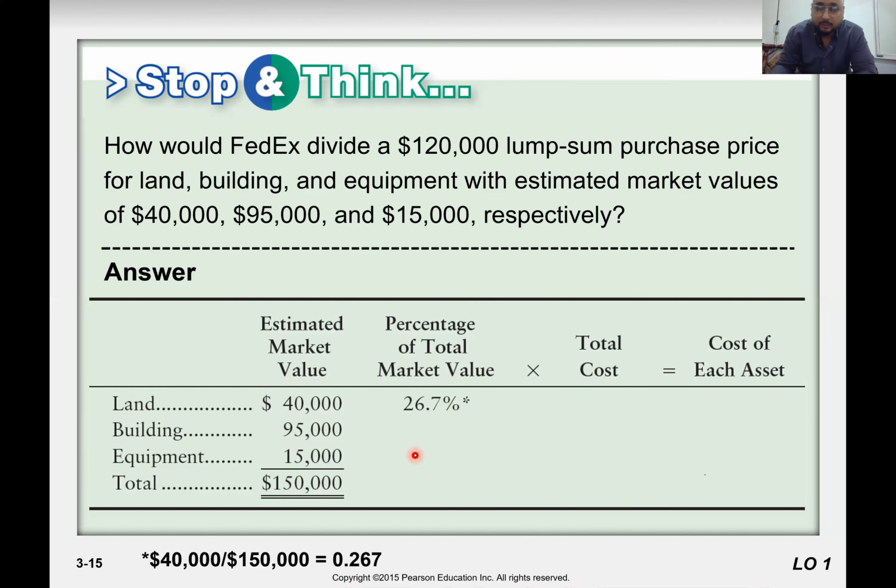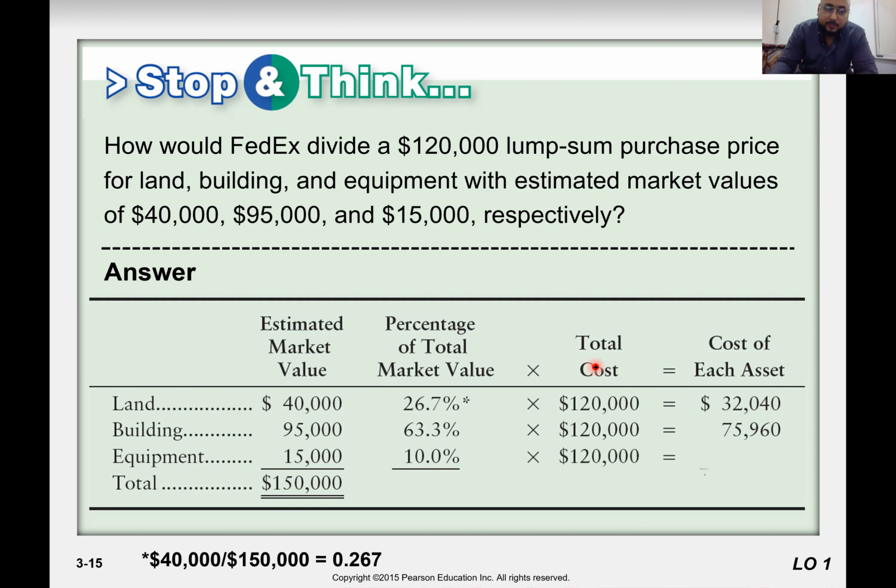95,000 divided by 150,000, the answer is 63.3%. And if you multiply with the price that you paid, 120,000, the answer would be 75,000 for building, 32,040 for land, and equipment is 10%, so 12,000. So if you add, it must be equal to the amount you paid, right? So that was the answer.